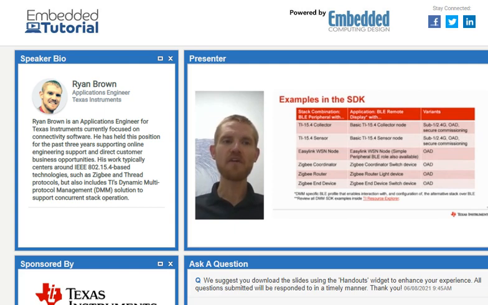There are several examples provided in the SDK for you to get started with multi-protocol management solutions. So on the left side, we have stack combinations that are available with the BLE peripheral application. These include the TI 15.4 stack collector and sensor, the EasyLink wireless sensor network node, and Zigbee roles as coordinator, router, or end device. These applications are available as nodes for both the 15.4 and EasyLink stacks, and then switch and light devices for Zigbee.